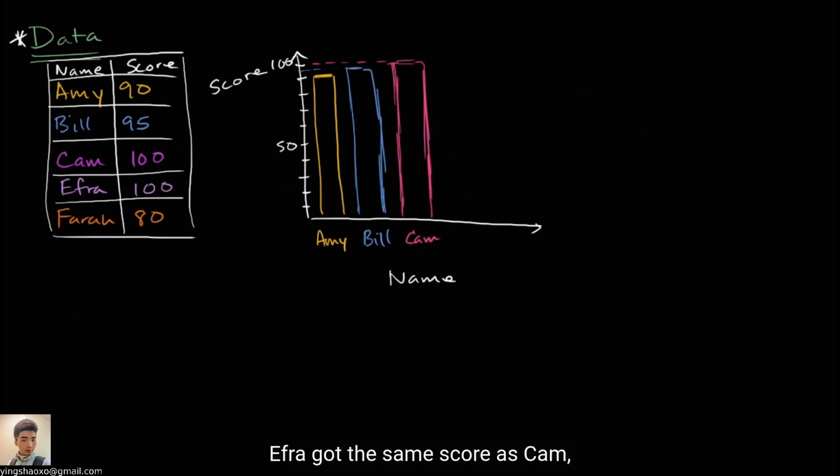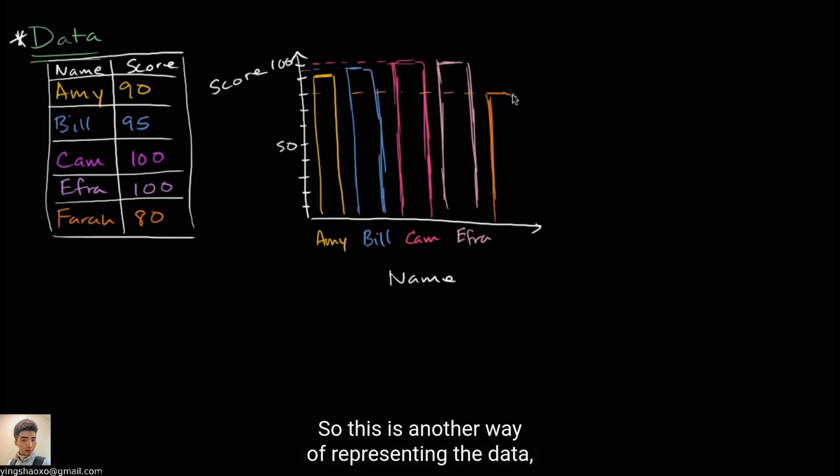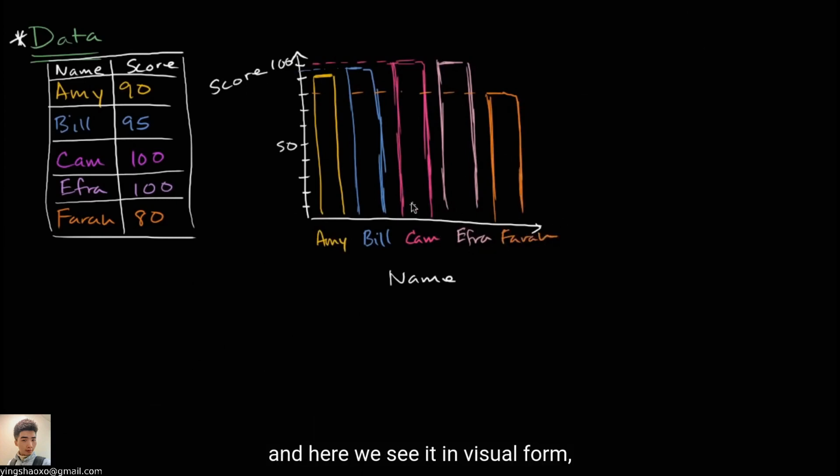Efra got the same score as Cam, so her score is going to be that, in the color. Efra's score right over there, she also got 100. And then finally Farah got an 80, so 60, 70, 80. Farah right over here. So this is another way of representing the data. Here we see it in visual form, but it has the same information. You can look up someone's name and then figure out their score.